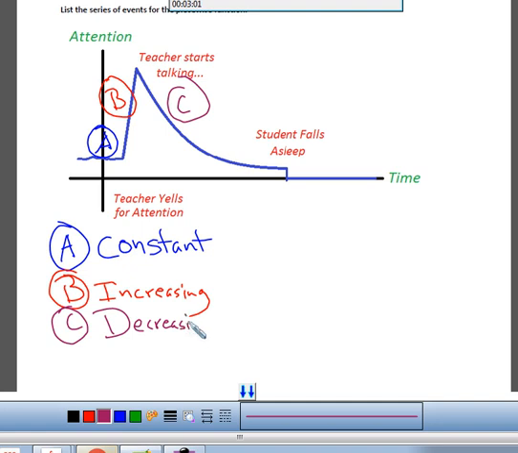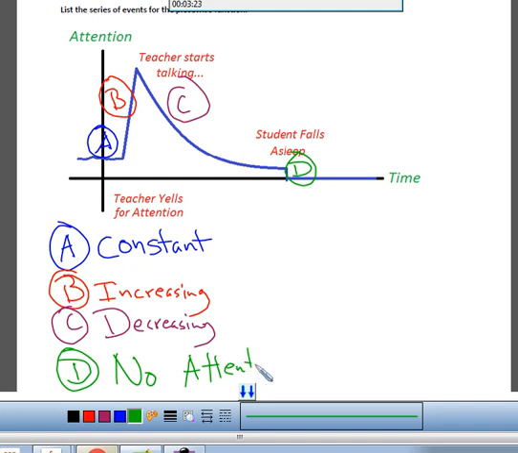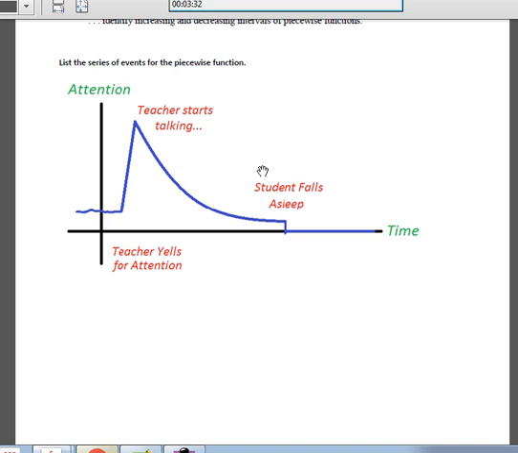And we even have one more at the very end, where it just drops right off. You might say that there is no attention, no function. It might seem as though it's decreasing, but there's really nothing happening there. So, all right. So that's page 45. It's just kind of a general example of what piecewise is.